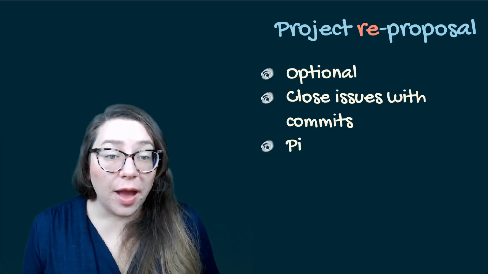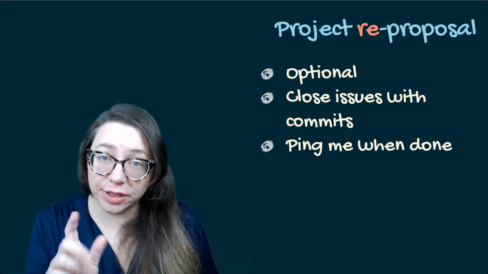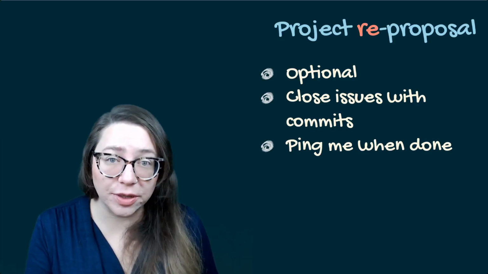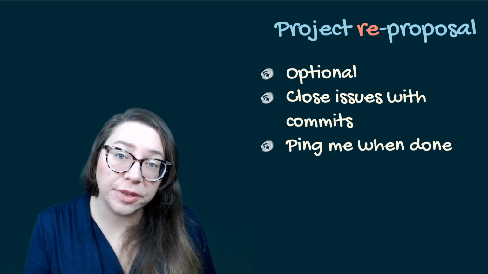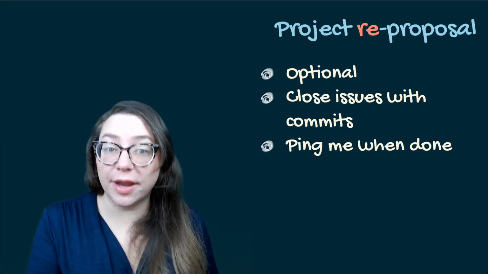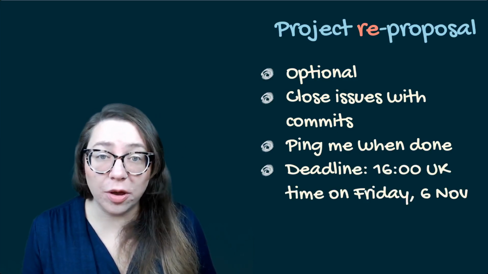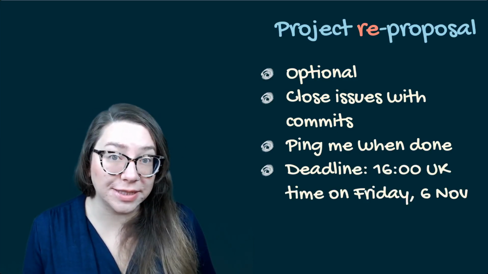When you're done, ping me, which means that you can tag me on the issue. You can just add me on the GitHub issue and say we're done, and then I'll basically change the permissions for your project one more time to review it and then open it back up again. The deadline is 4 p.m. on Friday UK time. That's the 6th of November.